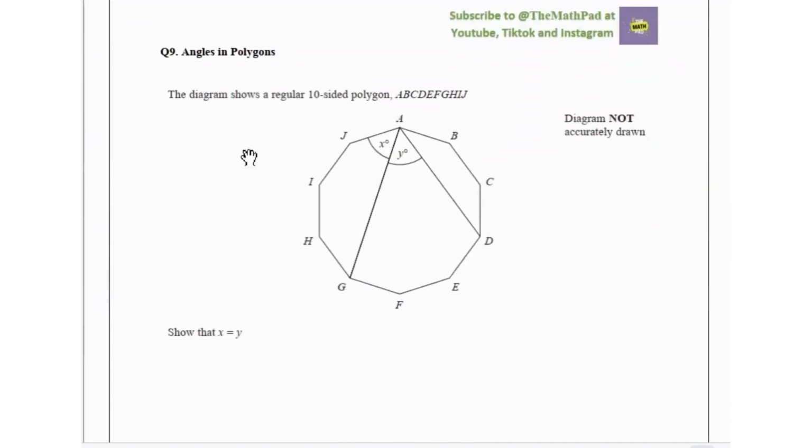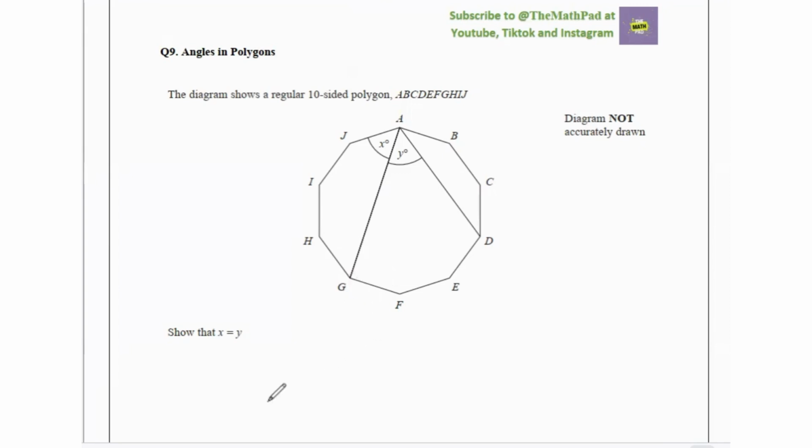Then angles and polygons. The diagram shows a regular 10-sided polygon, A, B, C, D, E, F, G, H, I, J. We have to show that x equals y. It's a regular 10-sided polygon, which means all of the interior angles are going to be the same. So let's begin with finding the value of the interior angle for this polygon.